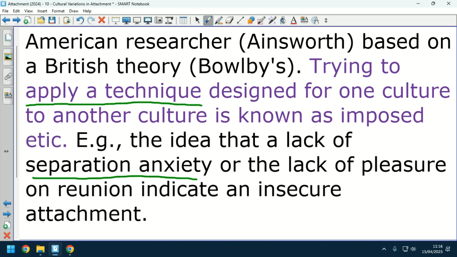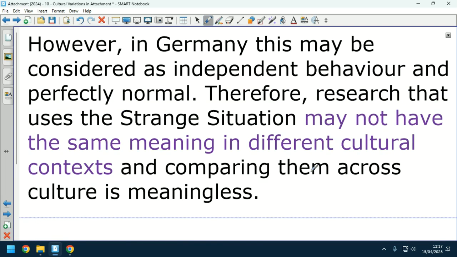And so if somebody has a lack of pleasure in reunion, for example, that could indicate insecure attachment, or lack of anxiety if the mother leaves could be an example of not being securely attached. Therefore, it is possible that what we've done here is that we've imposed our understanding of attachment onto these other cultures. And this is highlighted by the Grossman and Grossman German study, because the idea of independent behavior may actually be seen differently between Germany and Britain, for example.